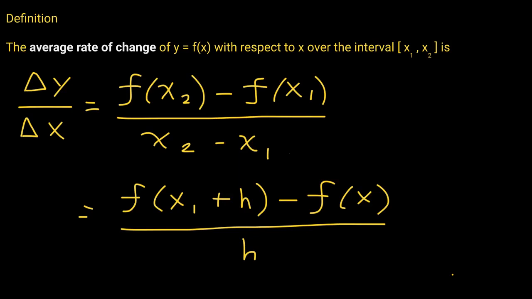What we can also do is write this equivalently as f of x sub 1 plus h minus f of x over h. Actually, this is supposed to be x sub 1. Let me change that. Make sure you change that in your notes. So f of x sub 1 plus h minus f of x sub 1 over h. And this h can represent this length between x sub 2 and x sub 1. So I'm going to show you a picture and how h can be used to represent this length x sub 2 minus x sub 1.